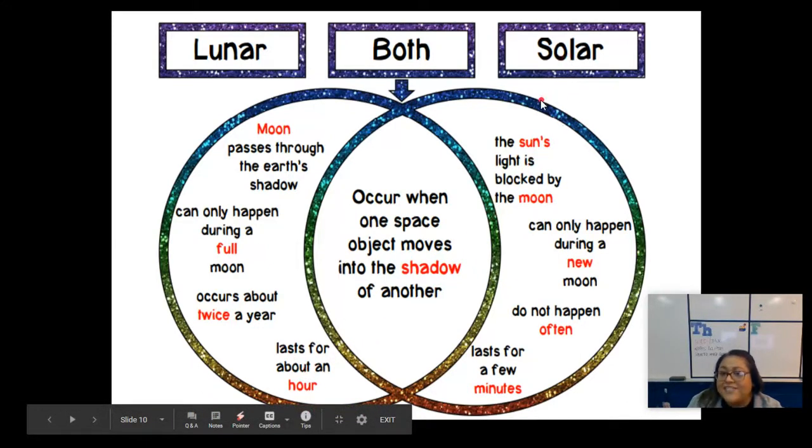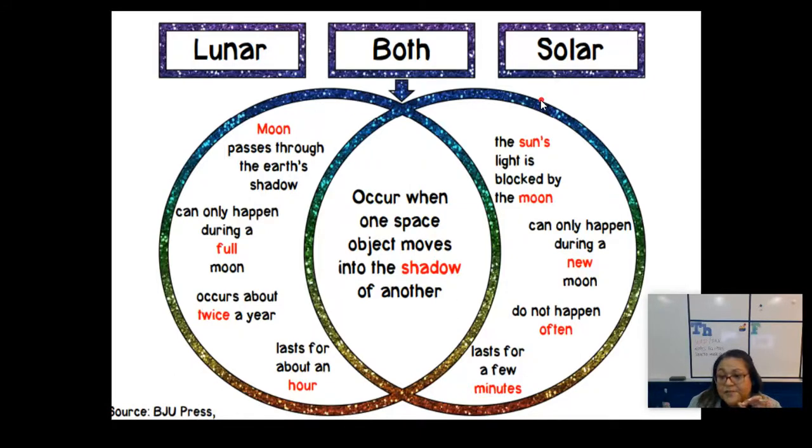Solar eclipses are when the sun's light is blocked by the moon, a much smaller object. Solar eclipses can only happen during a new moon phase just because of the positioning. The moon has to be between the sun and the earth, and that night would be a new moon. Solar eclipses do not happen often because the umbra is so small. The shadow that the moon casts on the portion of the earth that gets to experience the eclipse is so much smaller that it just doesn't occur as often as a lunar eclipse does because the earth's shadow is so much bigger. And solar eclipses only last for a few minutes because, again, the moon is a much smaller object. And as it's moving, it will quickly start to uncover the sun, which is much, much larger than it.